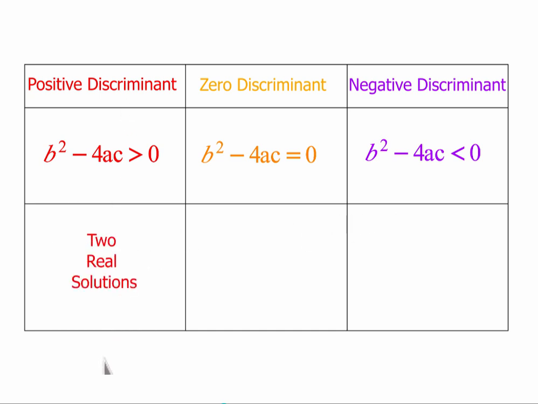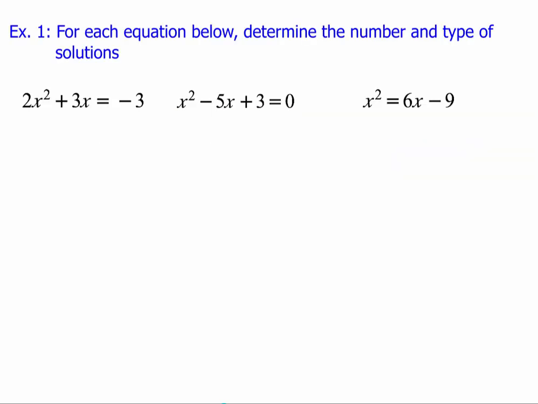If the discriminant is positive, then the quadratic will have two real solutions. So there'll be two numbers for the solutions, and they'll both be real numbers. If the discriminant is 0, then there will be exactly one real solution to your equation. And if the discriminant is negative, then there will be two solutions, and they will be complex solutions. So let's take a look at what this means for a problem.